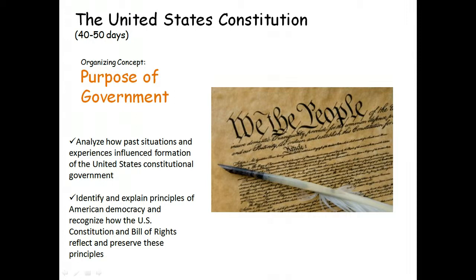To arrive at this concept's understandings, students will analyze how past situations and experiences influenced formation of the United States constitutional government. Students will also identify and explain principles of American democracy and recognize how the U.S. Constitution and Bill of Rights reflect and preserve these principles.